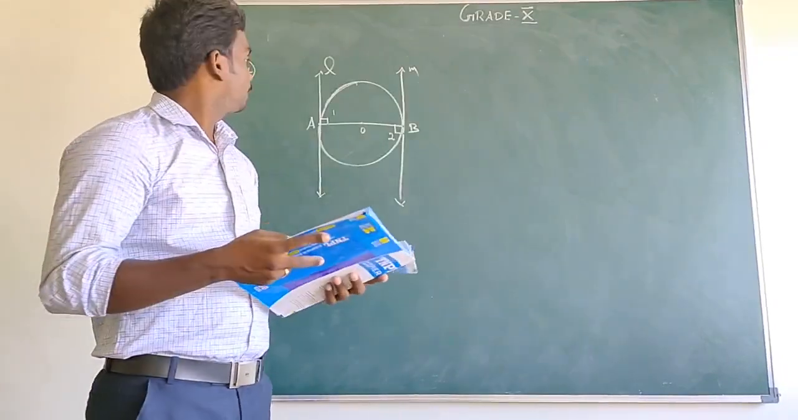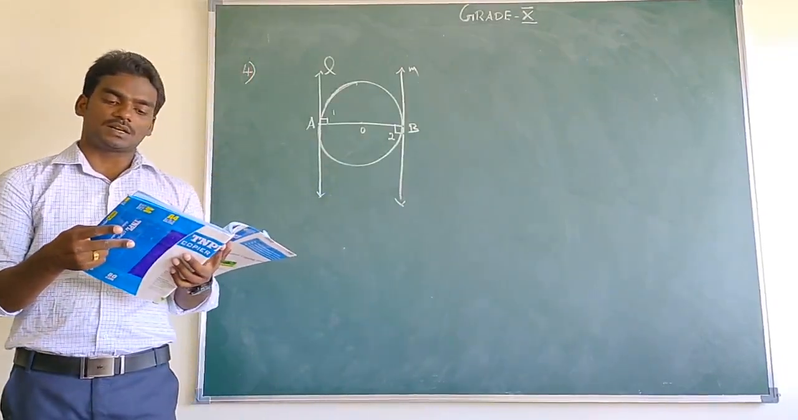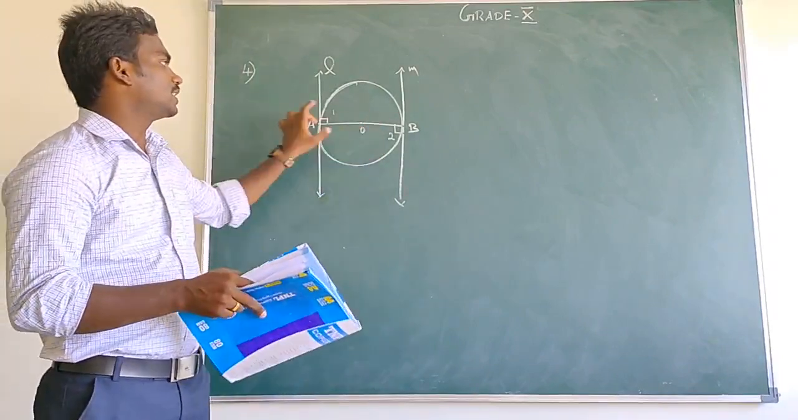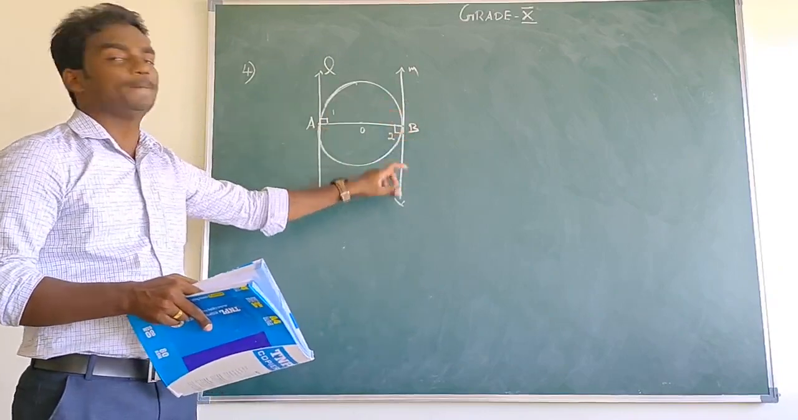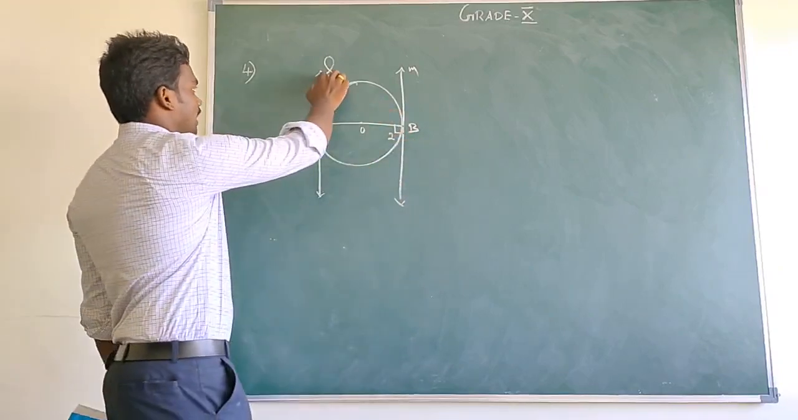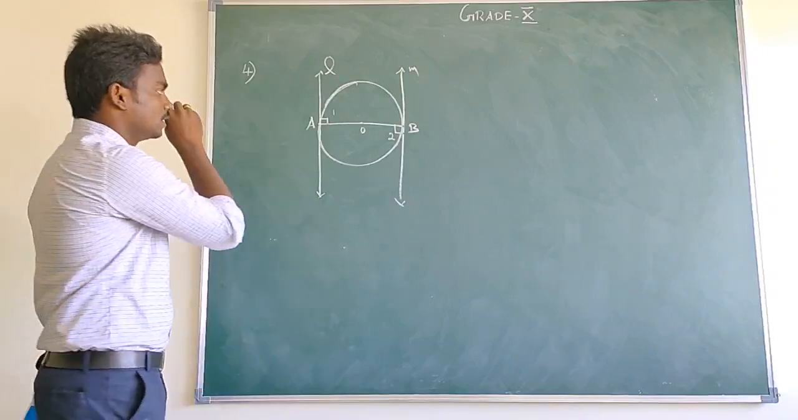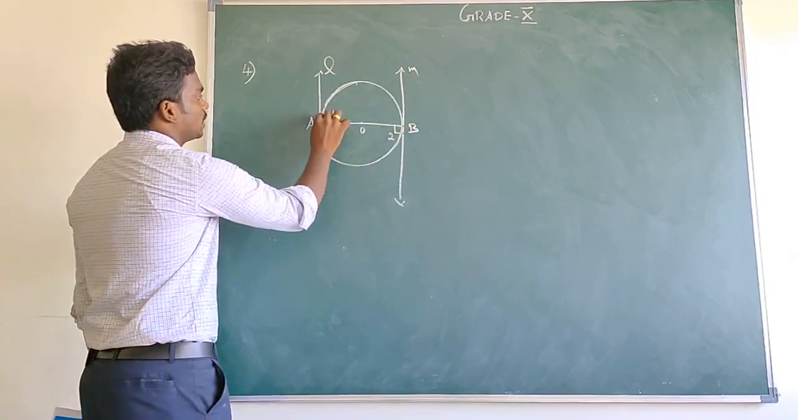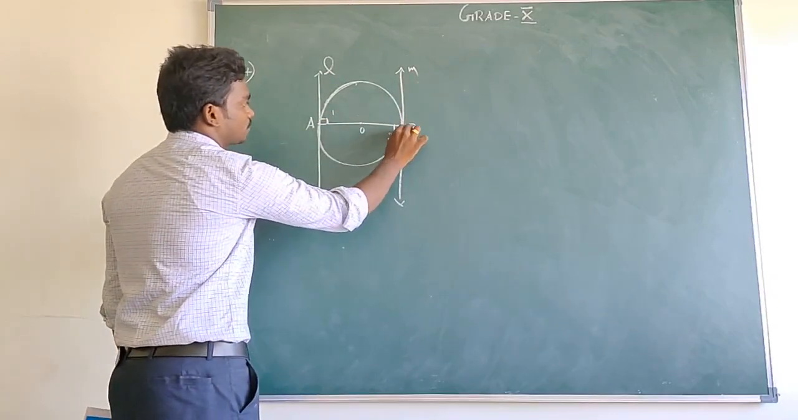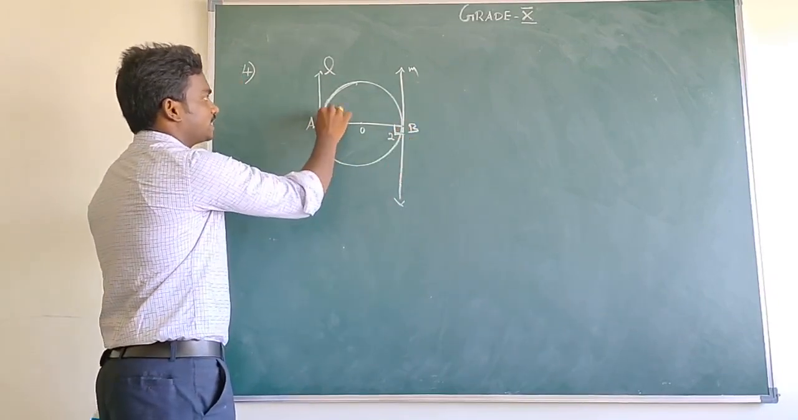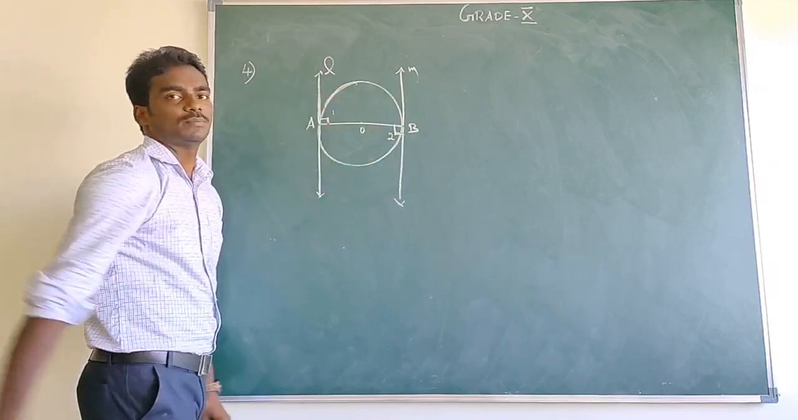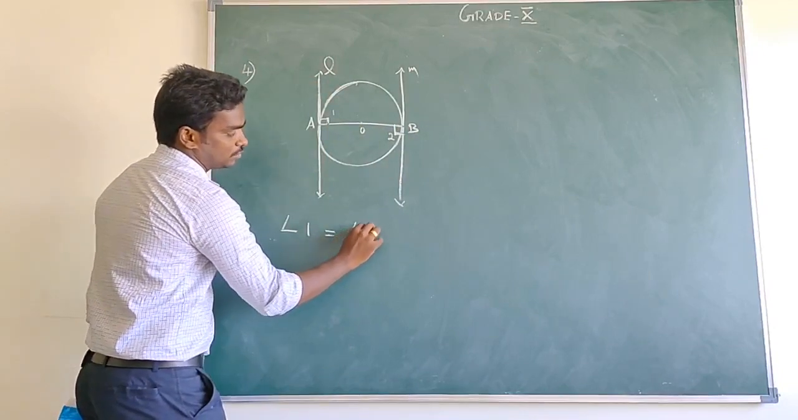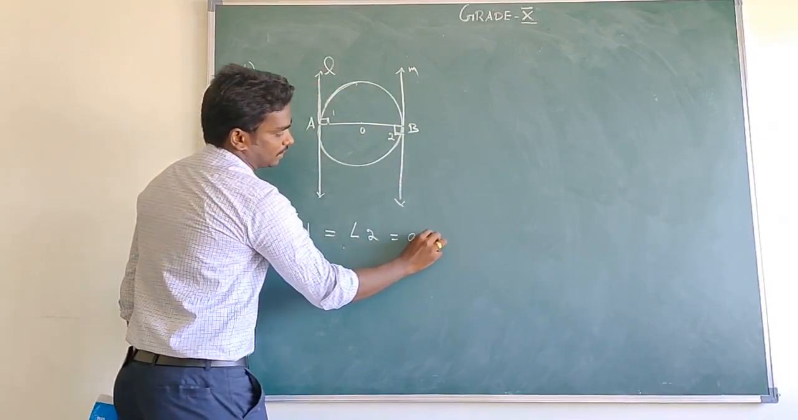So fourth question is prove that the tangents drawn at the ends of a diameter of a circle are parallel. We want to prove line L and line M are parallel lines. So here AB is the diameter and O is the center point of the circle. Angle 1 is 90 degree, angle 2 is also 90 degree. Because what is the condition? Tangent and the radius are perpendicular to each other. So angle 1 is equal to angle 2 is equal to 90 degree.